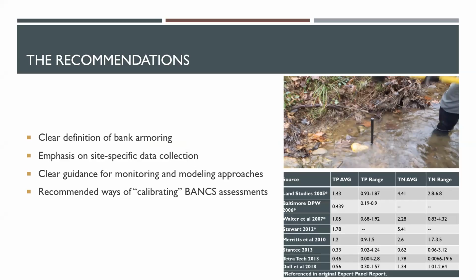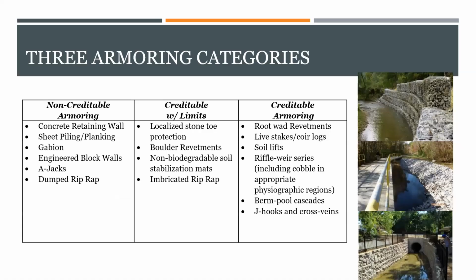So we went back and revisited that, shored that up a little bit, put more of an emphasis on that site-specific data collection that I was talking about earlier, added more guidance for the different monitoring and modeling approaches that can be used to estimate the bank erosion rates, and then provided some recommended ways of calibrating the BANCS assessment, which is one of the techniques that is often used to get bank erosion rate estimates. There's some subjectivity involved, as there is with a number of the approaches, but it's probably the most common and was originally recommended as an approach by the original expert panel, so they wanted to address that specifically.